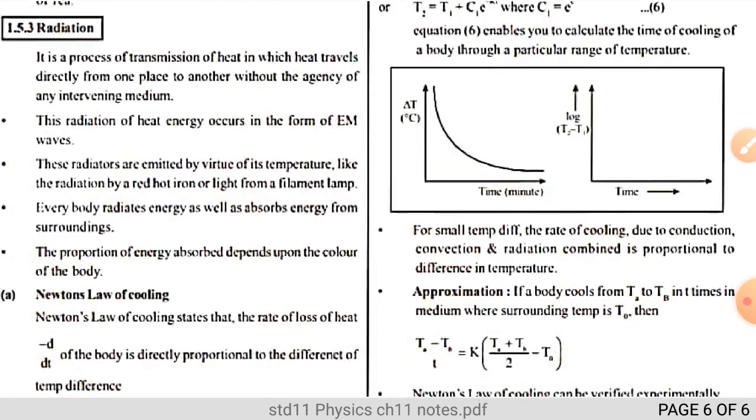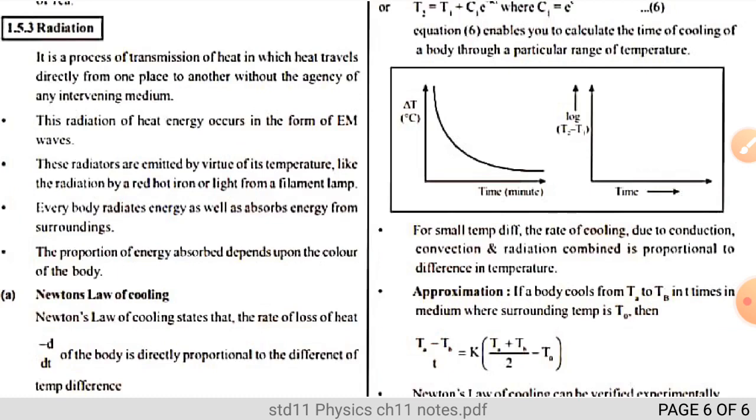Now radiation. What is radiation? Radiation is the process of transmission of heat in which heat travels directly from one place to another without the agency of any intervening medium. For example, sun rays are coming towards the earth's surface, right? In between the sun and earth there is no atmosphere. In between them is space, vacuum, but still these radiations are coming from the sun to the earth, right? So radiation does not need any type of intervening medium.